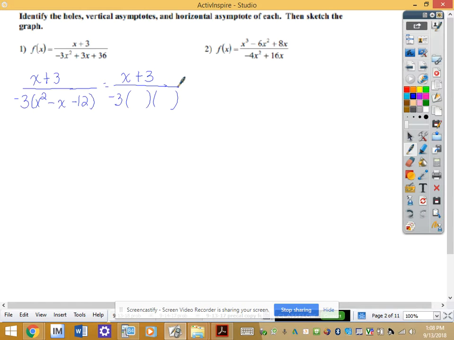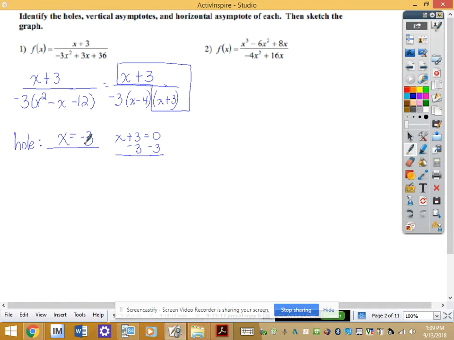I need to look to see what factors of -12 add up to give me -1. So that will give me -4 and +3. Now remember that with holes, it is anything in which we can cross off a term top or bottom. And I have x plus 3 in both the top and the bottom, and they match. So I'm going to set that equal to 0 and solve, and that's going to give me a hole at x equals -3.